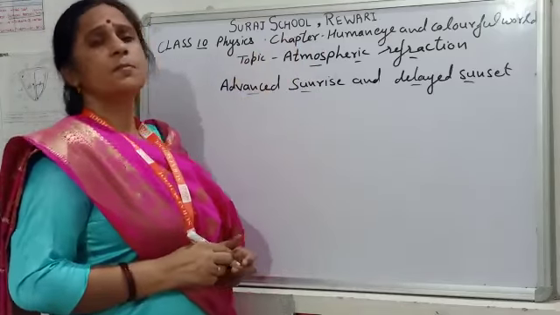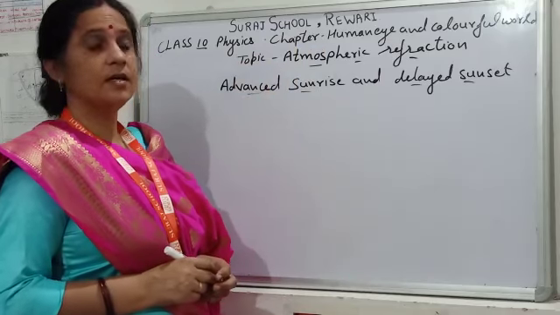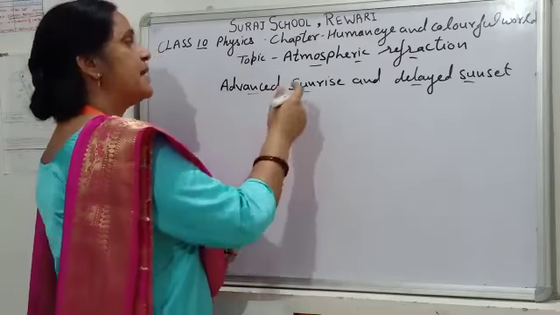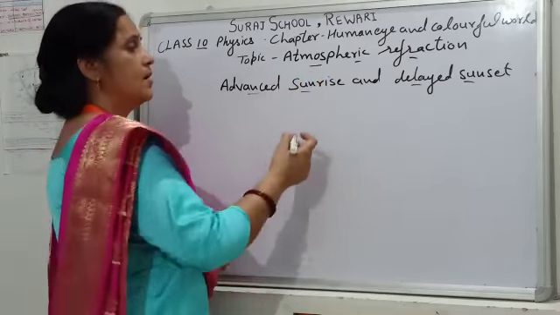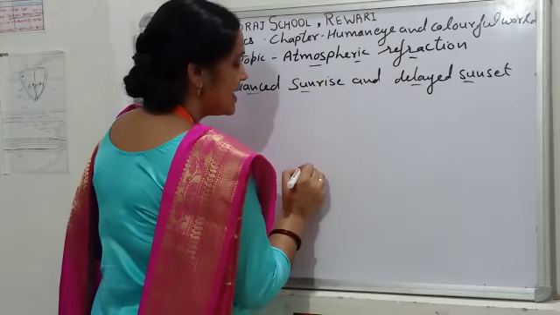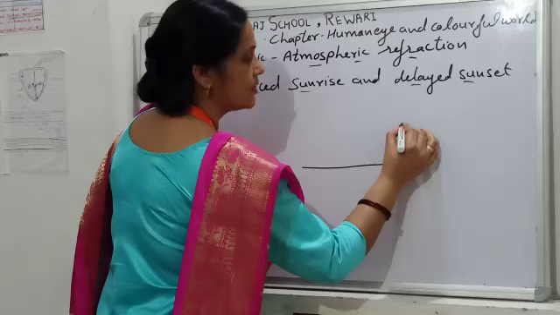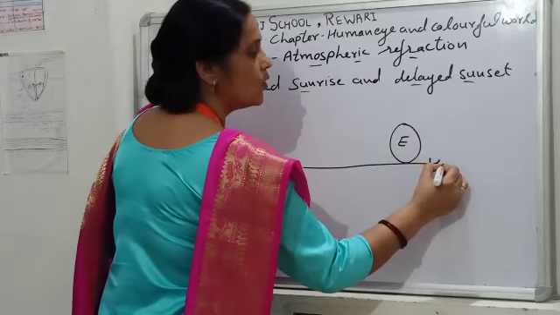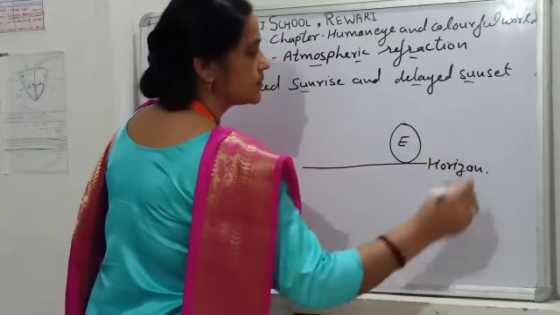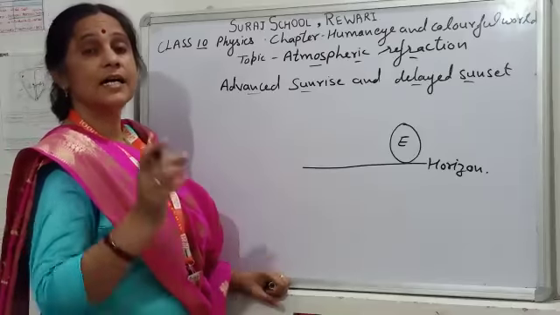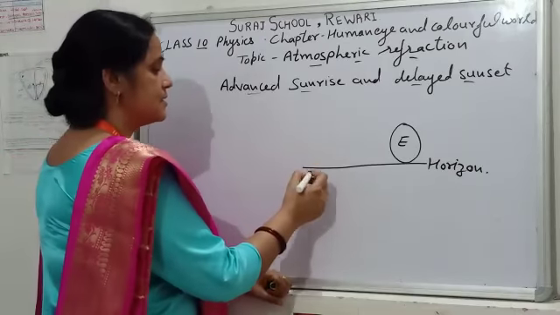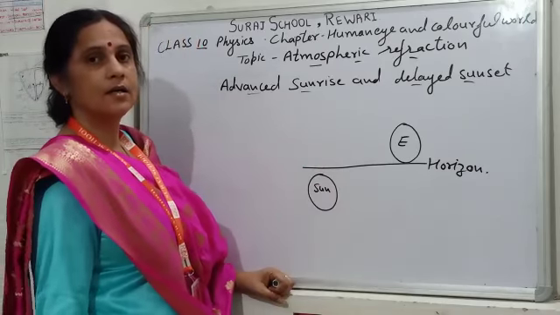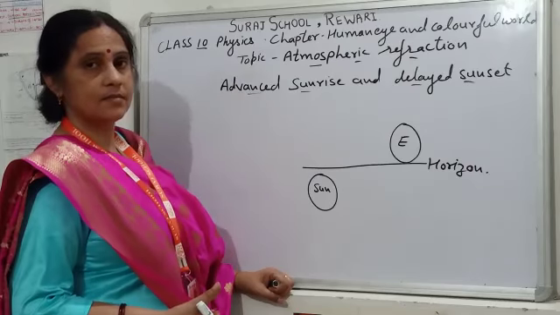Due to this phenomenon, atmospheric refraction, we get advanced sunrise and delayed sunset. Let us explain this phenomenon. At the time of sunrise and sunset, it is our earth and it is the horizon. Just at the time of sunrise, the sun is just below the horizon. It is the time of sunrise.